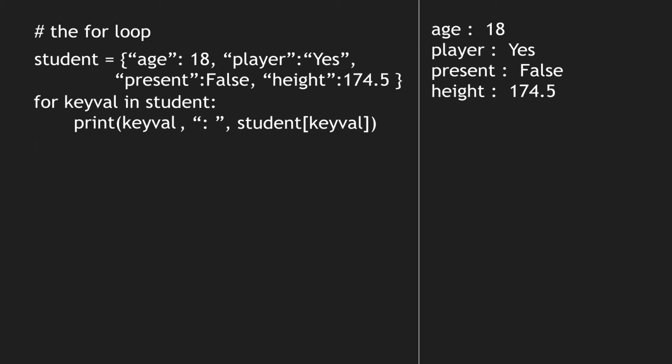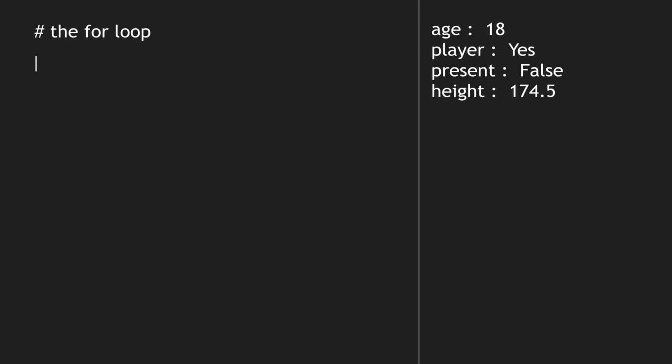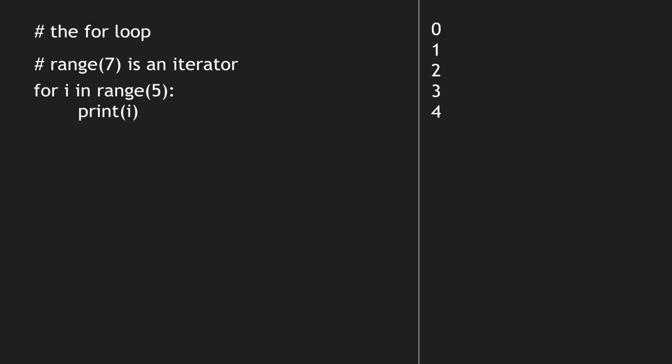Did you know? You can also use an iterator instead of a list or a tuple. Range 5 is an iterator. I can use the iterator in a loop like this. For i in range 5, print i. Note that the first value in the result is 0 and it does not reach 5 but stops at 4. Keep this in mind.